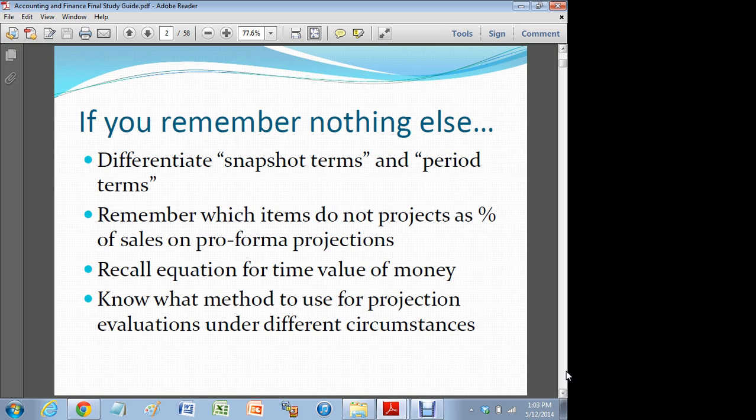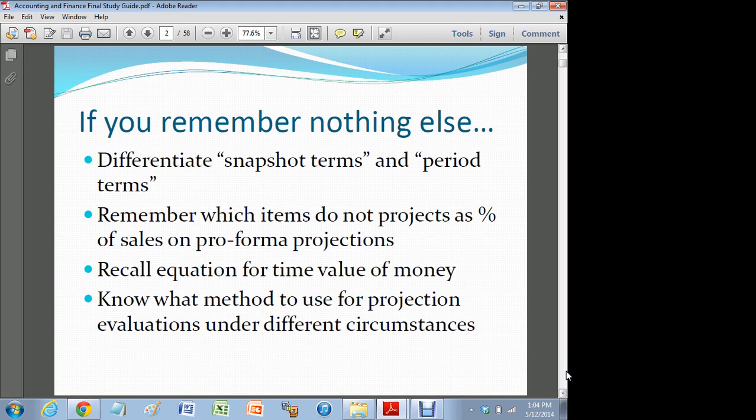So, the idea here is just to go through some of the important concepts that I think are crucial to know for this final exam. Everything here hopefully will look familiar. The idea of snapshot terms and period terms is stuff we've been working through since the beginning of the semester, but since it's so important for this example, we're going to take a quick stab at it.